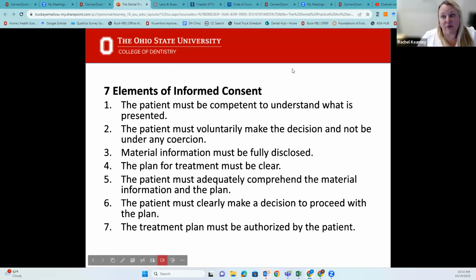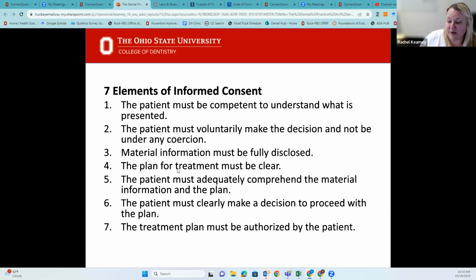There are 7 different elements for informed consent. And so you should also be familiar with these. The patient has to be competent to understand what's presented. The patient must voluntarily make the decision and not be under coercion. Material information must be fully disclosed. So the provider should be providing enough information to the patient so they can understand the procedure and understand the treatment and the risks that may occur because of the treatment that you are proposing.